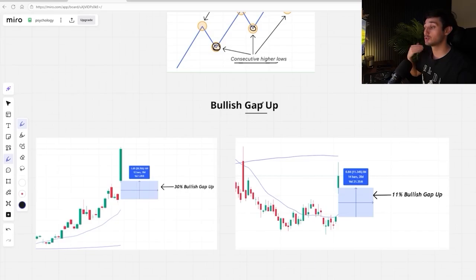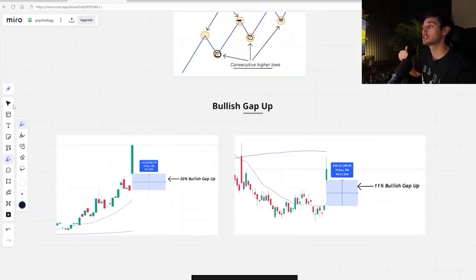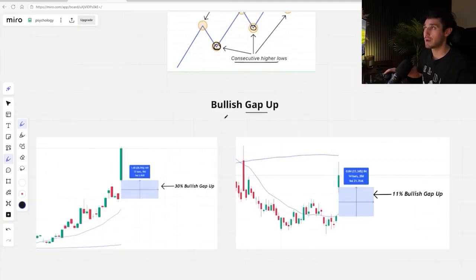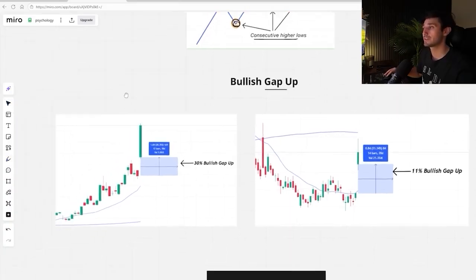And I like to trade the continuation of a bullish gap up. A bullish gap up gives me bullish momentum. It gives me a bullish bias. So lots of my retracement setups actually occur on bullish gap ups, and I'm going to show you a bunch of examples of that.